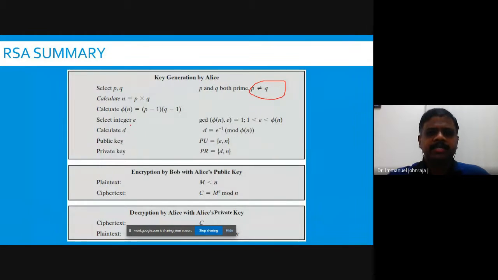Then select an integer e such that the GCD of phi of n and e should be 1. That is, e should be relatively prime with phi of n, and it also should be less than phi of n. Then calculate the value of d such that d is equal to e inverse mod phi of n, which means it's a multiplicative inverse. In other words, de is equal to 1 mod phi of n. That's how we get the public key and the private key. The e, n combination is the public key, the d, n combination is the private key.